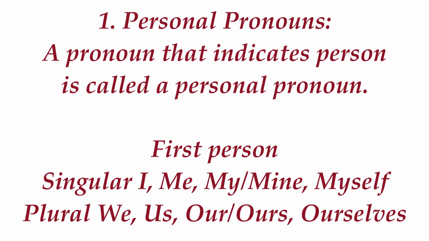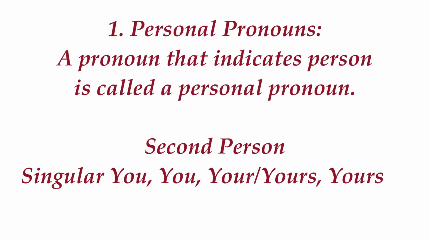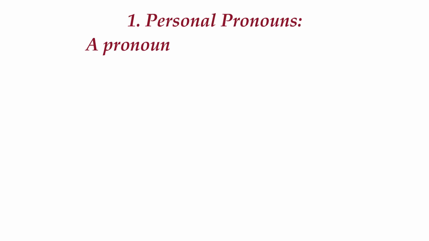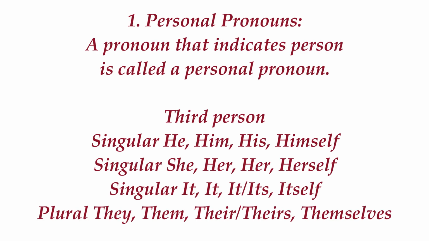If it is a first person, in singular it becomes I, me, my, mine, myself. Whereas if it's a plural form, we, us, our, ours, ourselves. Similarly, for second person, singular becomes you, your, yours, yourself. Plural becomes you, your, yours, yourselves. As for the third person, in singular you can have he, him, his, himself, she, her, herself, it, its, itself. And for plural, they, them, their, theirs, themselves.